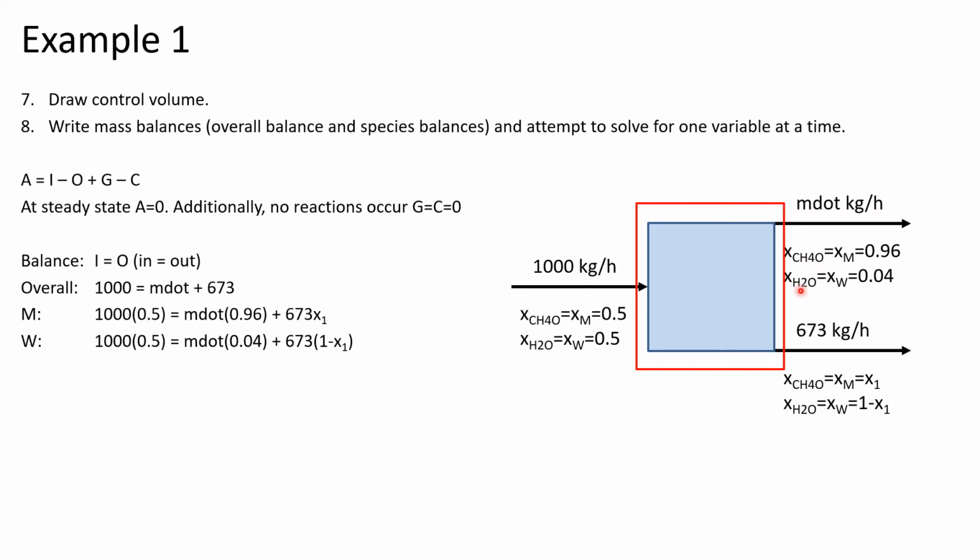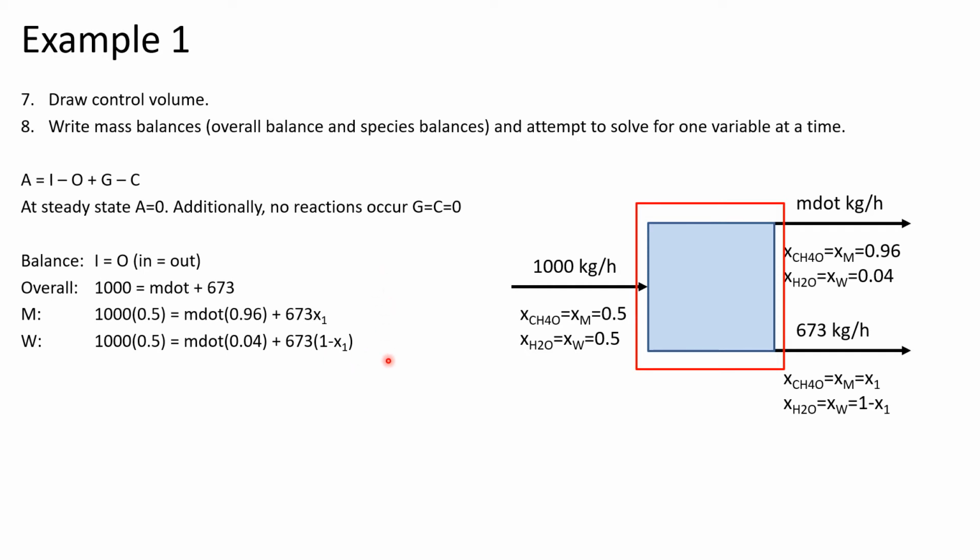We keep on going around the control volume. We have one more output, which is the bottom product here. Its flow rate is 673, and the fraction of that stream which is water is 1 minus x1. Come over here to our balance equation. We add that to the product side, the output side of the balance equation. So we add in 673 times 1 minus x1.